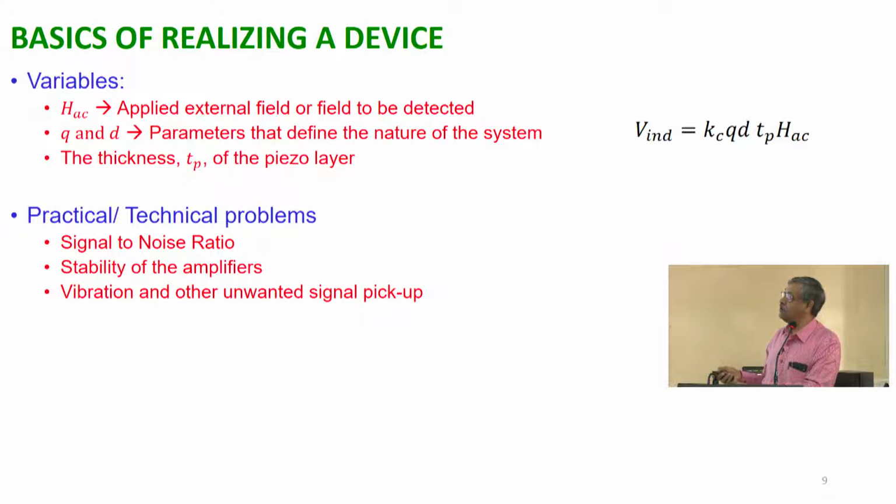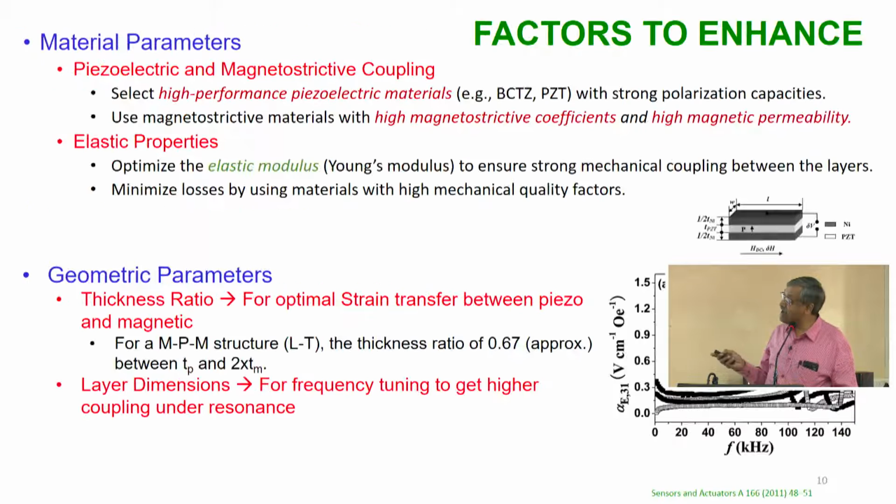Okay. So now the practical problem is that after making the device, I should check the signal to noise ratio. How much noise am I getting in the system, and stability. When I am using an amplifier, I should know the stability of the amplifier. It will drift with time, temperature, everything. Then vibrations are another important factor. Temperature is also going to be there. Vibration and other unwanted pickups will be there. All these things play a part when it comes to the realization of a device.